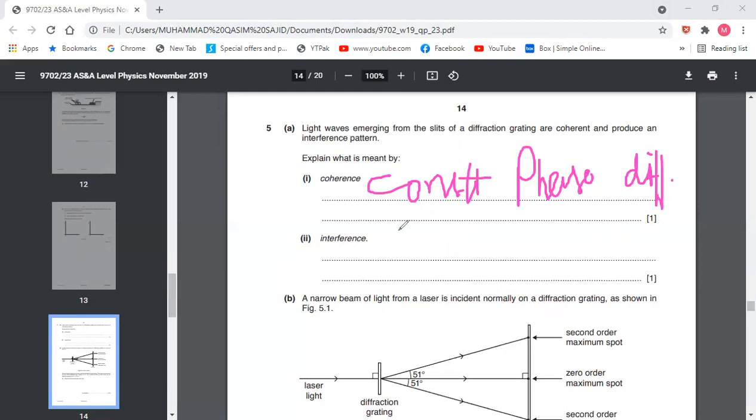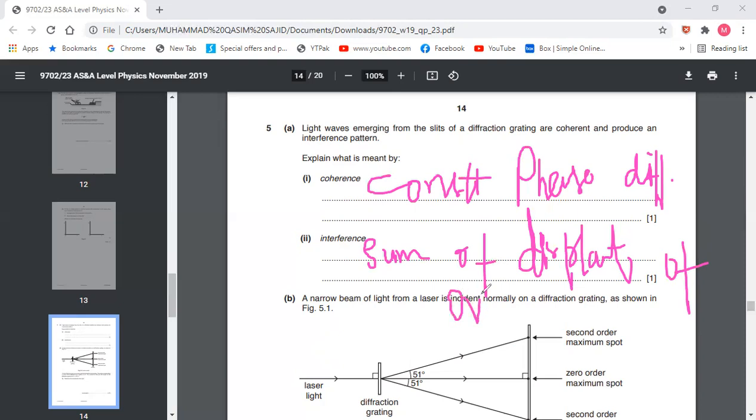And what about the interference? Interference is the sum of trough and crest, basically the sum of the displacement, because in the x-axis there is distance and in the y-axis there is displacement. Have you remembered? Displacement of overlapping waves.